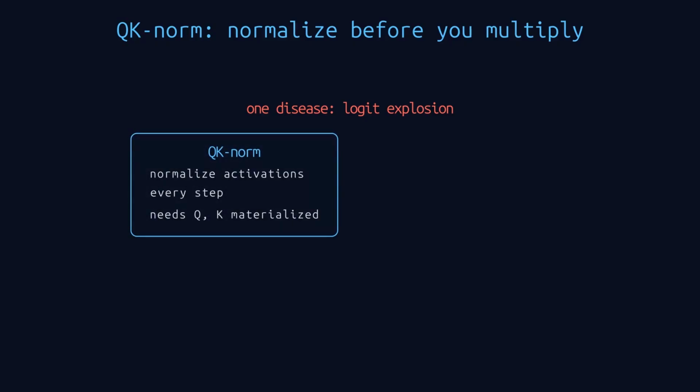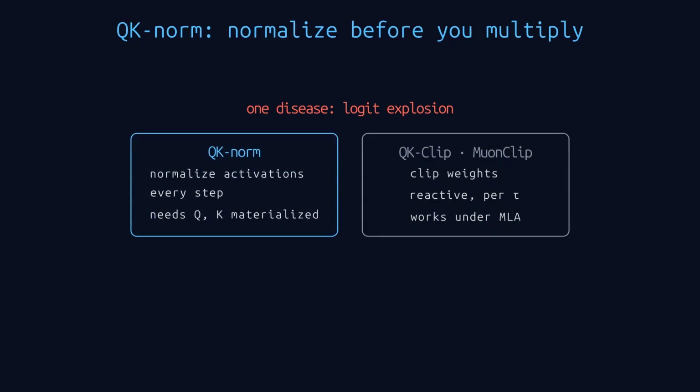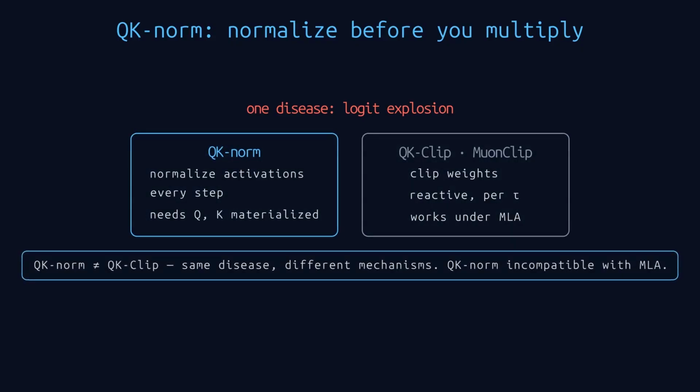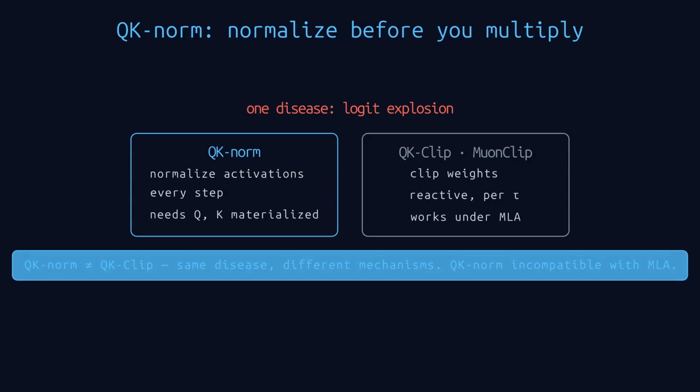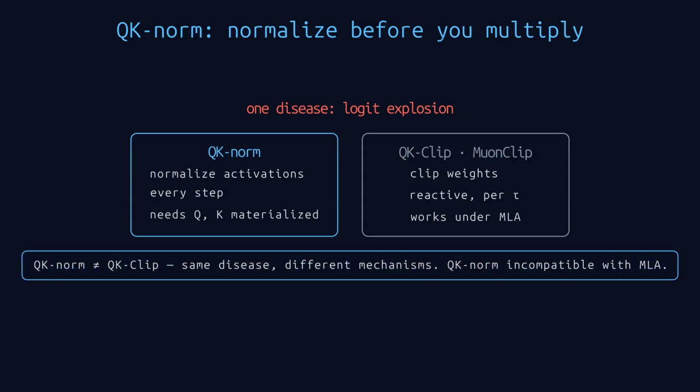Put it next to MuonClip and you see two cures for one disease. QK-norm normalizes the activations every single step, proactively. MuonClip, or QK-clip, leaves the activations alone, and instead clips the weights reactively whenever the logits cross a threshold. Same problem, two mechanisms. Neither one wins outright, and they are not the same thing, so don't blur them together.